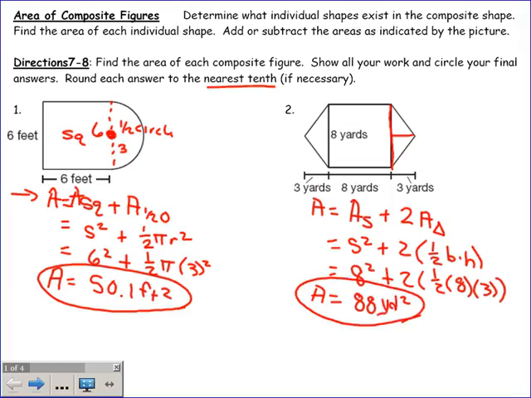Okay. Think fast. 88. And it does say, hey, round to the nearest tenth if necessary. Do we need to round to the nearest tenth there? Do we need to write 88.0? No, people think you're strange for putting zeros at the end. So that's it. Questions on how this works? Stop being strange.